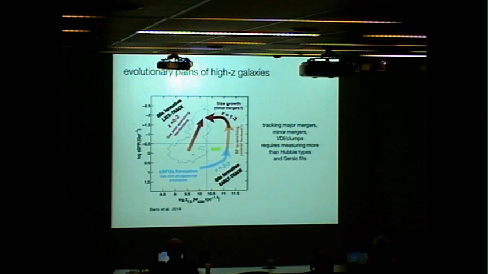We've seen this plot a lot today, looking at this compactification parameter versus the specific star formation rate. And the way that galaxies move around in this plot is thought to have to do with a number of very interesting things that might have morphological signatures: major mergers, minor mergers, violent disk instabilities, clumps. And to actually directly find all those things is going to require more than putting things into Hubble types or doing Sérsic fits.